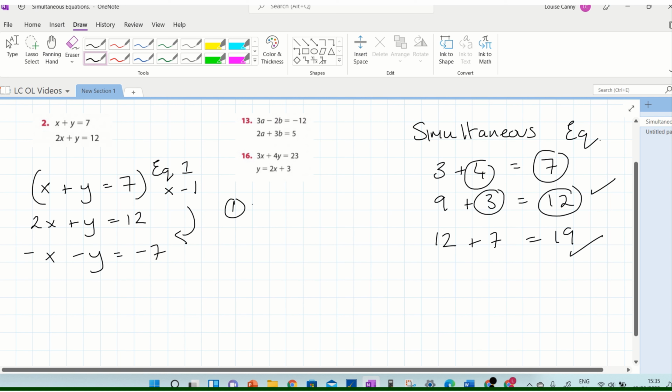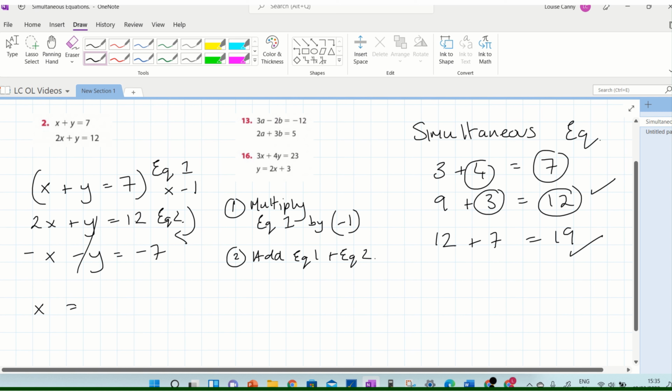So step 1, multiply equation 1 by minus 1. And then step 2, add equation 1 plus equation 2. And this one here is equation 2. So if I add 2x and minus x, 2x minus x is x. If I add plus y minus y, they cancel out. And then if I have 12 minus 7, I get 5. So now I have a value for x.